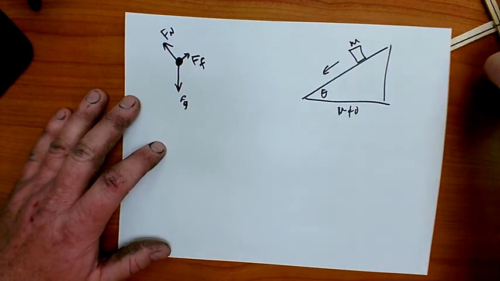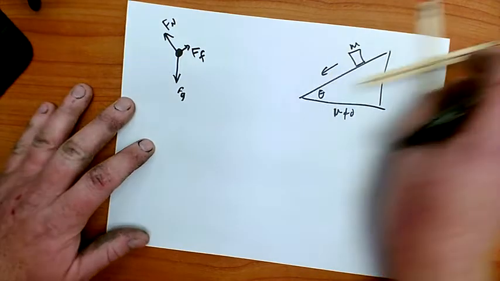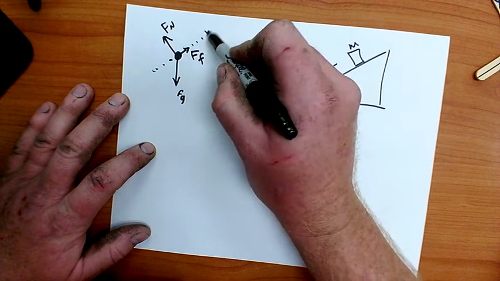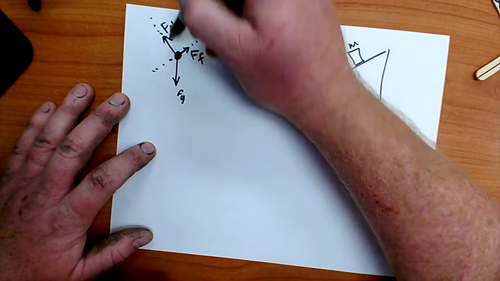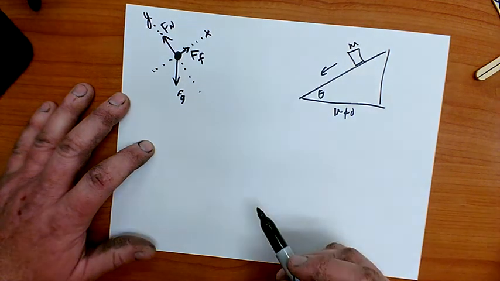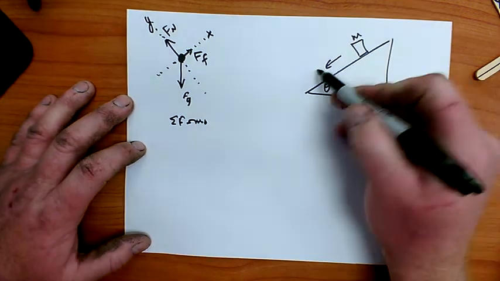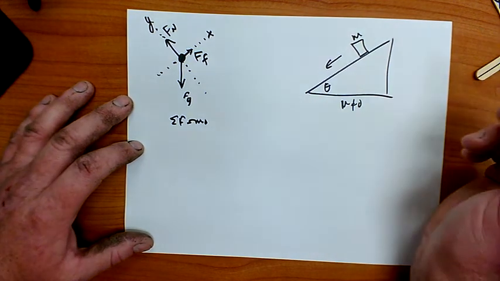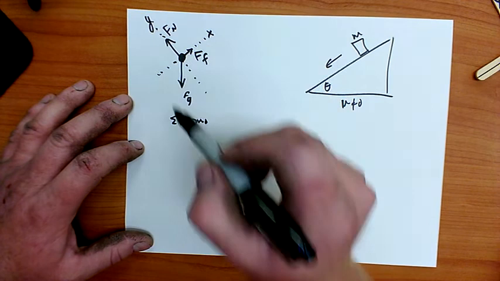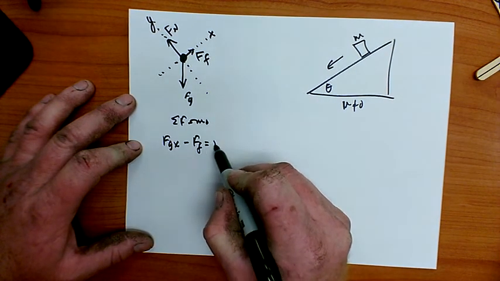Then I'm going to rotate my axes and make the x-axis the surface of the ramp, like so. So the x-axis is parallel to the surface, which means friction is going to be all in the x direction. And my y-axis is going to be perpendicular to the ramp, which means my normal force is completely in the y direction. So now when I do my net force equals ma, and it is accelerating in the x direction, I'm only looking at x direction forces. It's going to accelerate downhill, so FGX is going to be bigger than friction. So I'm going to take FGX minus the friction equals ma.